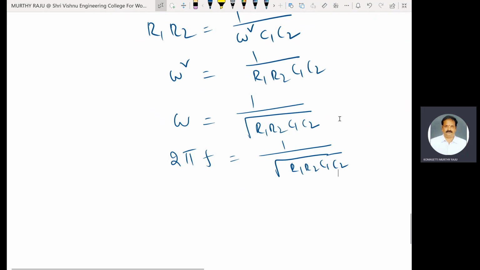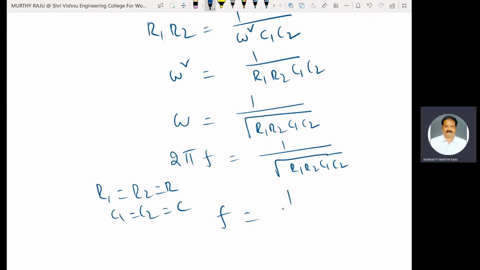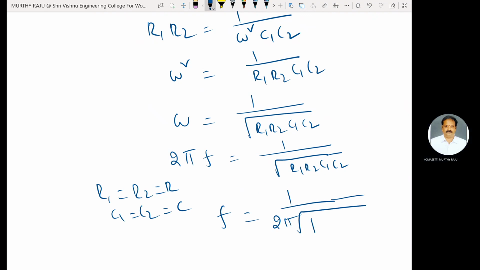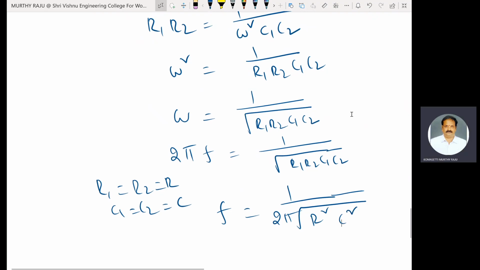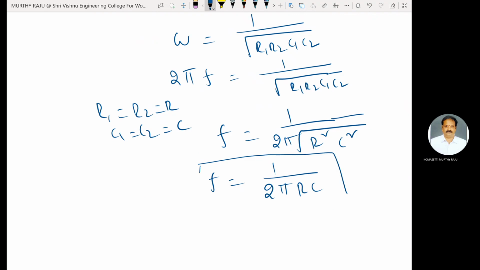We know that in a Wien Bridge oscillator, R1 is equal to R2 is equal to R, and C1 is equal to C2 is equal to C. F is equal to 1 by 2 pi square root of R square C square. That is, the frequency of oscillations of the Wien Bridge oscillator is 1 by 2 pi RC. This is the Wien Bridge oscillator frequency.